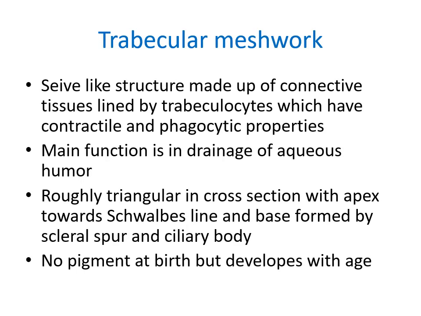Okay. Trabecular meshwork. Meshwork means it is a sieve-like structure which is made up of connective tissue and trabeculocytes. These trabeculocytes have contractile and phagocytic properties. So they form this trabecular meshwork. The importance is for the drainage of the aqueous humor. And how does it look? It looks triangular in shape. In the triangle, the apex is towards the Schwalbe's line and the base is towards the ciliary body. What we saw there is that we identified the trabecular meshwork using the pigmentation. But at birth, the pigmentation will not be there, and the pigmentation develops with age.